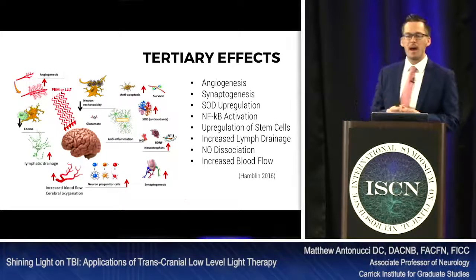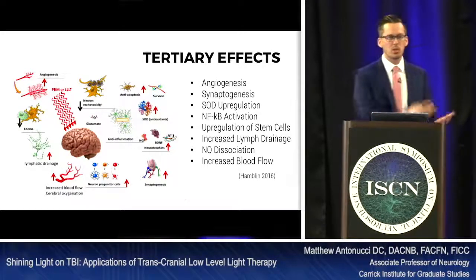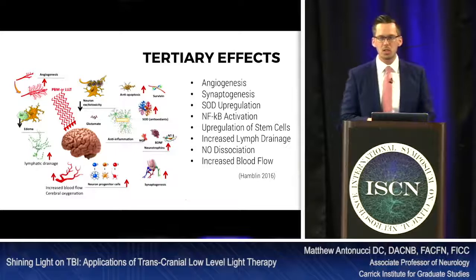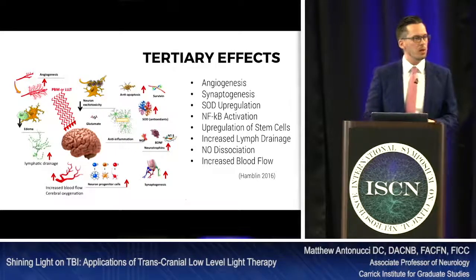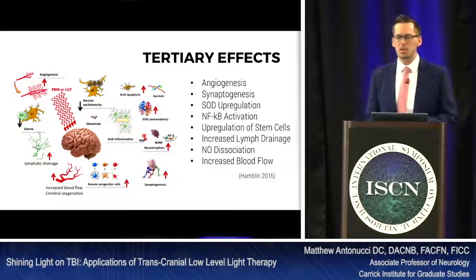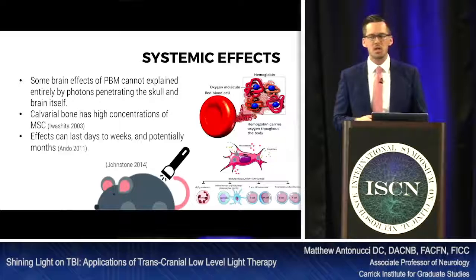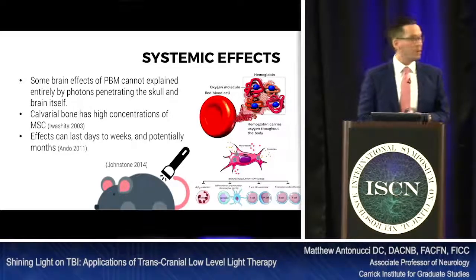We have increased lymphatic drainage. Then we get the dissociation of nitric oxide. So we produce it, then we dissociate it so it's not such a harmful chemical, because at certain concentrations, nitric oxide can also change membrane potentials. We also see increased blood flow. So you see there's primary, secondary, and tertiary, and then there are systemic effects.